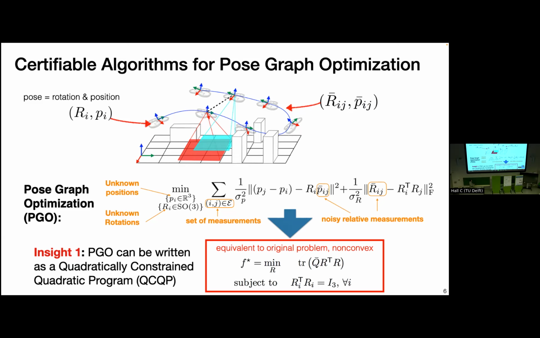And the problem is involving the rotation. Here, the matrix R is just stacking all the rotations of all the different nodes along the trajectory. The constraint here is saying R transpose R is equal to the identity. We're just saying that whatever rotation that we estimate has to be an orthogonal matrix. Okay, so that's the first insight.